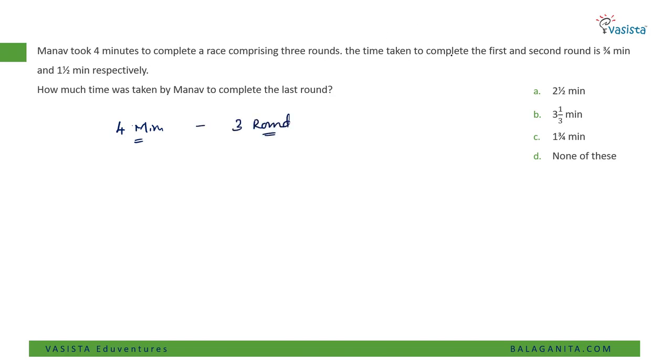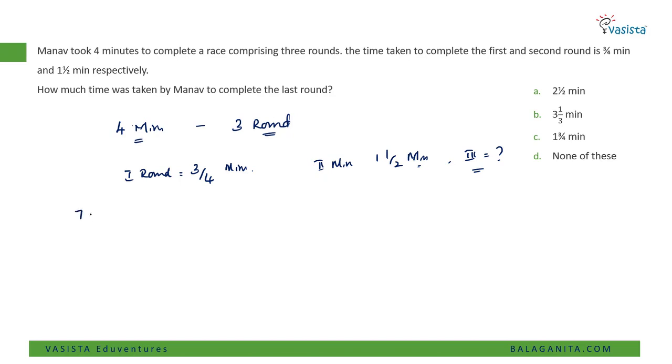The time taken to complete the first round is going to be 3 by 4 minutes. For the second round, it is going to take 1.5 minutes. Now, what we need to find is how much time was taken by Manav to complete the last round. So that is the third round. This is what we need to find out.